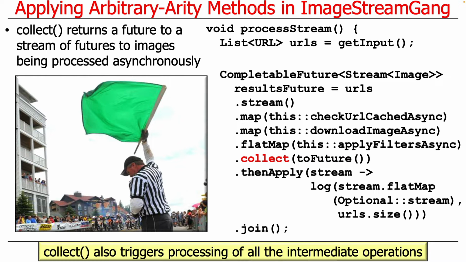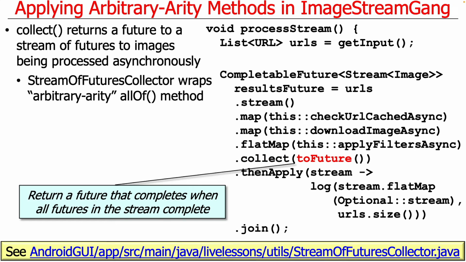The other thing, of course, collect does is it triggers all the intermediate operations. So always remember that with streams, nothing starts to do anything useful until collect is hit. That starts all the wheels in motion, as it were. And so it will return one completable future, and all this stuff will start up and do all the asynchronous programming we've talked about in the previous lessons. The toFuture factory method, which we're going to look at in more detail, returns that completable future that completes when all the completable futures in the stream complete. So hopefully that is becoming clear by now.